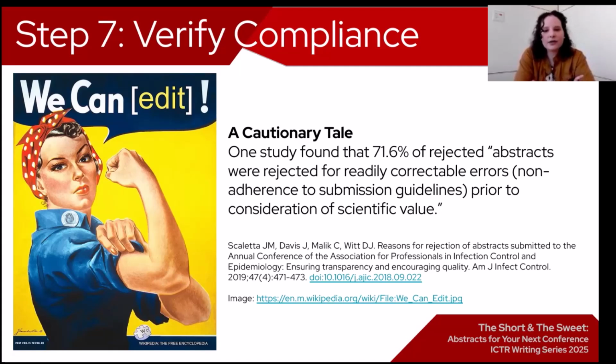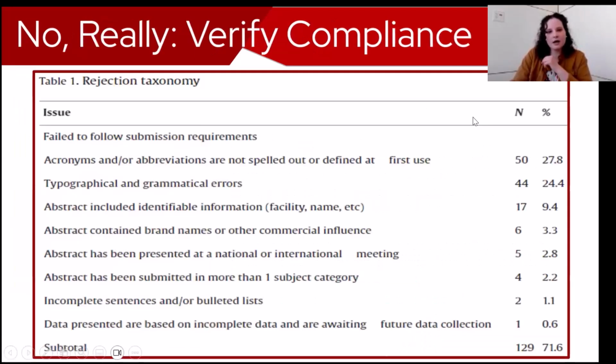However, I do find it very significant, and especially if you can see in this next slide what these reasons were for why abstracts were rejected. That the vast majority of them fell under fail to follow submission requirements for acronyms or abbreviations that were not spelled out or defined. That was most of them. Typographical, grammatical errors, identify information such as the facility, authors or researchers' names, etc. And then it gets smaller down the list.